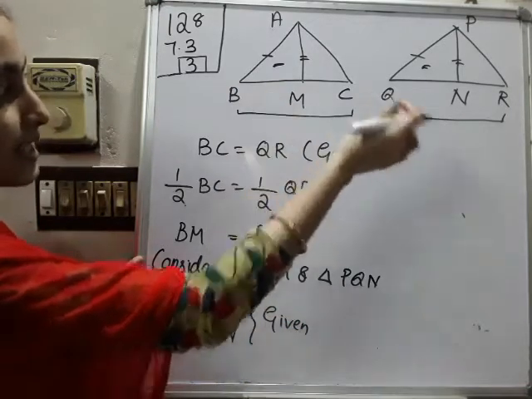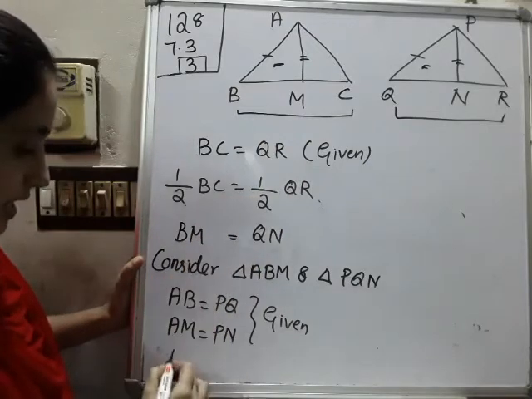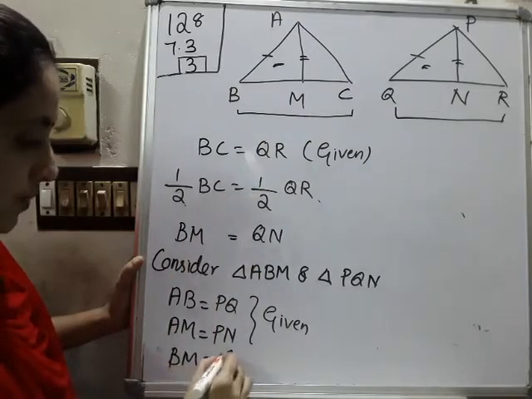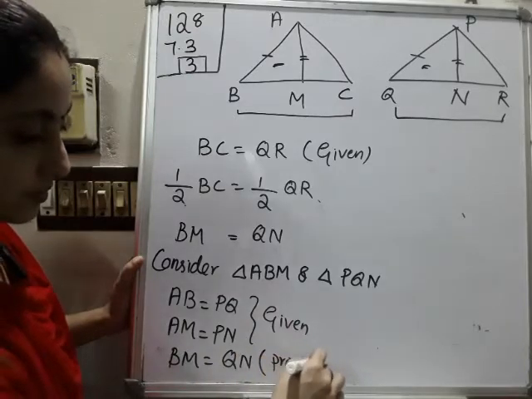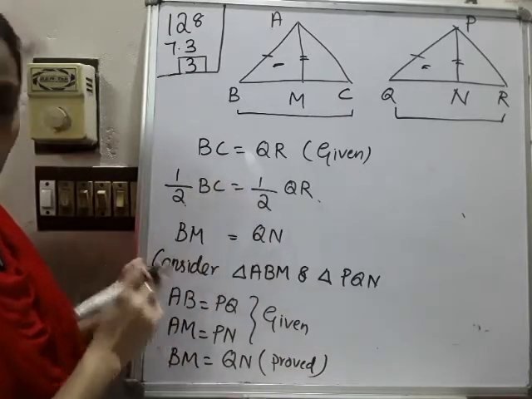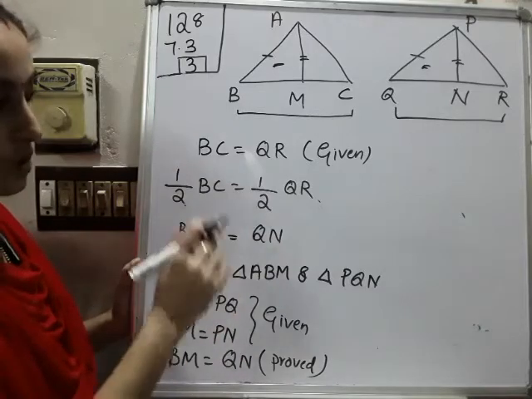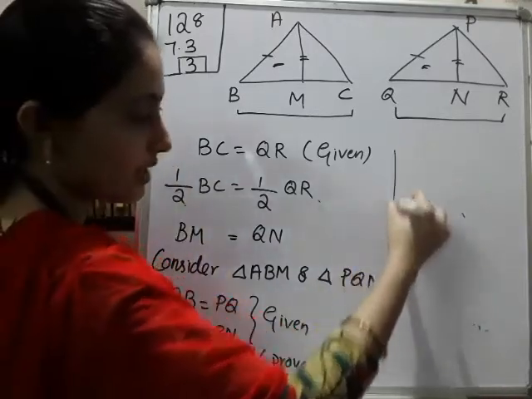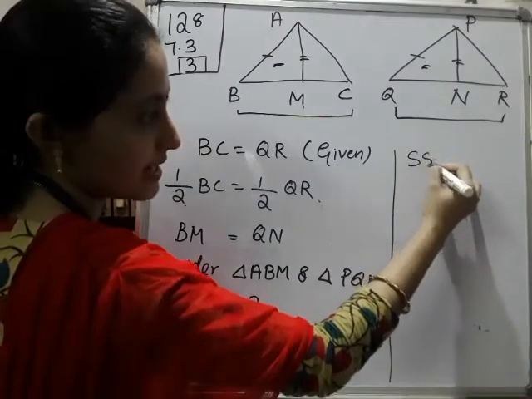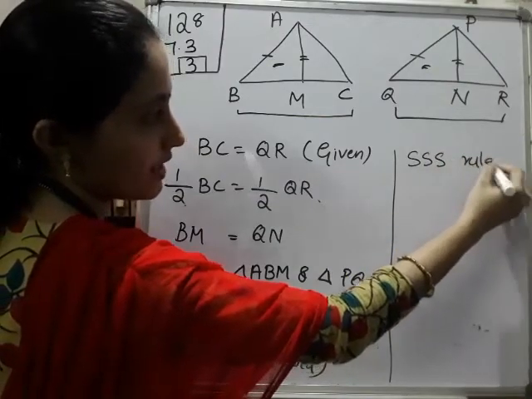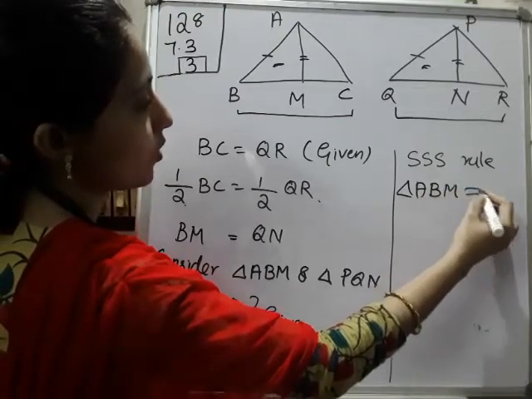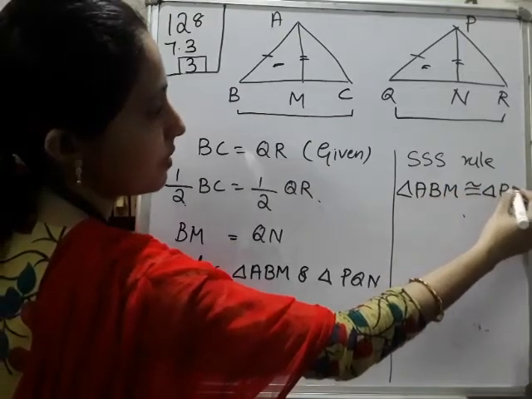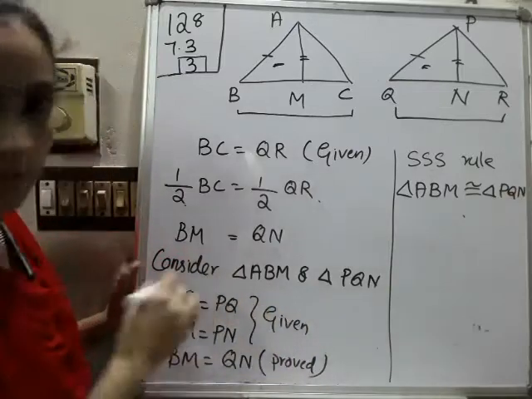Then BM is equal to QN. We already proved that here. So which congruence rule? Three sides are given, so we can write by SSS rule. Triangle ABM is congruent to triangle PQN. This is the first part.